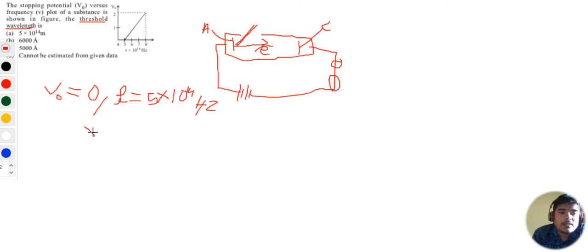Now the formula is: wavelength is given by velocity of light divided by frequency. Here velocity of light is denoted by c and frequency is f. As we have to calculate the threshold wavelength, I denote it by lambda naught. So what is c here? c is the velocity of light, and its value is 3 into 10 to the power 8 meter per second.